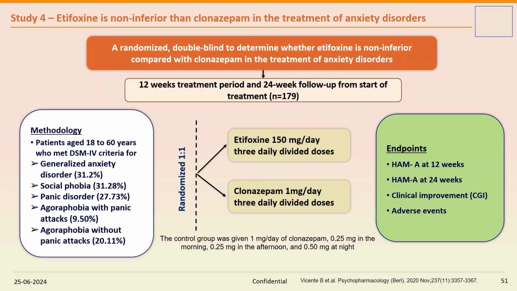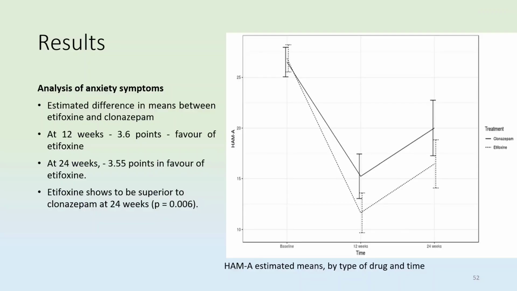This is the fourth study. It is a non-inferiority study versus clonazepam in treatment of anxiety disorder. Etifoxine 150 mg per day in 3 divided doses and clonazepam 1 mg per day in 3 divided doses. HAM-A was taken at 12 weeks, 24 weeks. Clinical improvement scale was used and adverse events were noted. The population was 18 to 60 years.